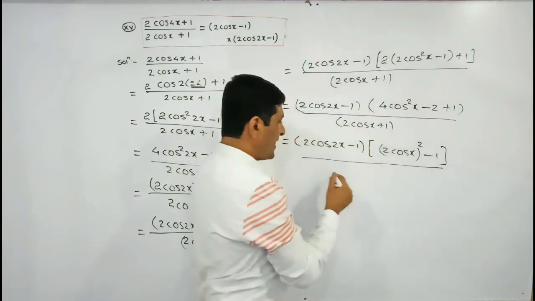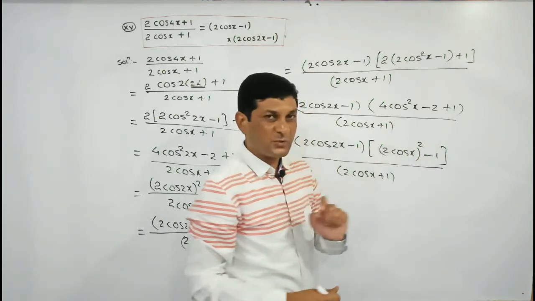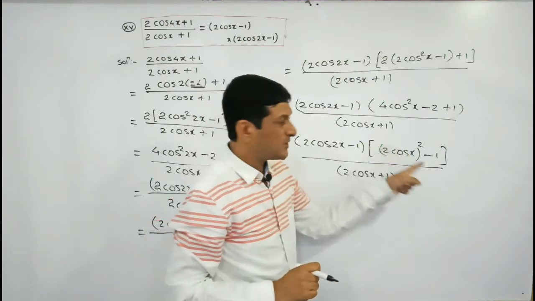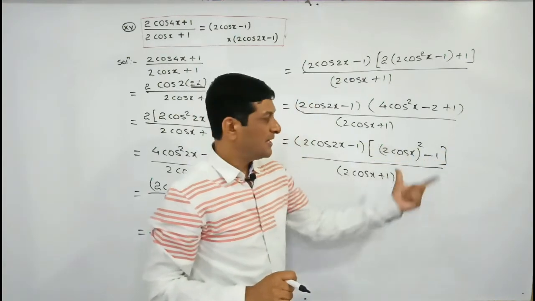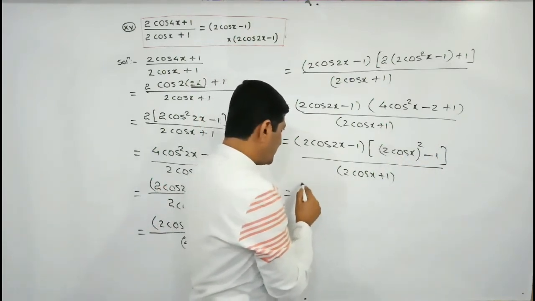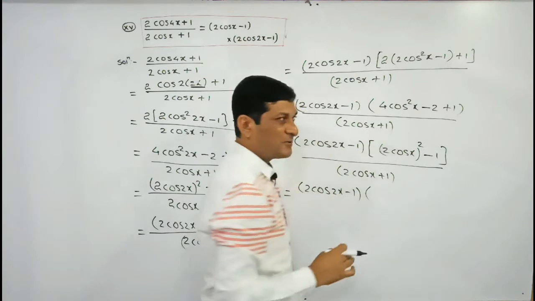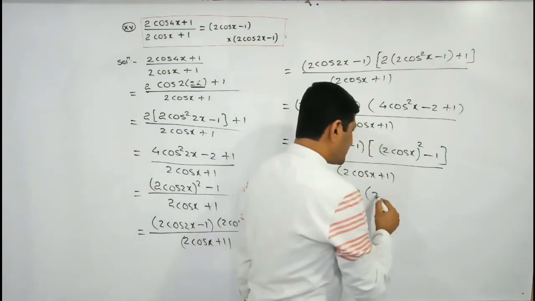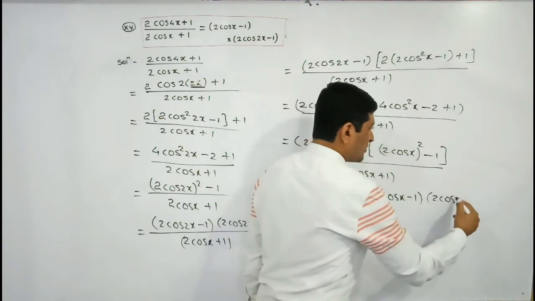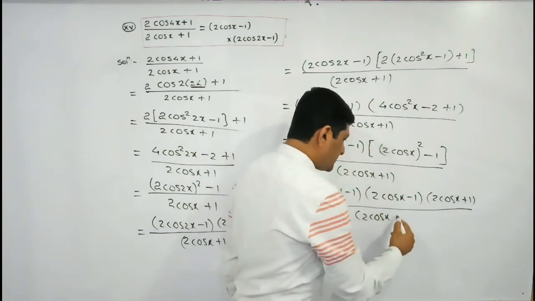Means we are trying to arrange the term in the identity a square minus b square, and what are its factors? A plus b into a minus b. So let us try to find out factors of this expression, because 1 can be considered as what? 1 square. The terms in this bracket are in the form of a square minus b square. So which is equal to, keep this 2 cos 2x minus 1 as it is. Let us try to find out its factors. First factor will be a minus b, so that is 2 cos x minus 1, and second factor is a plus b, that is 2 cos x plus 1. In the denominator, keep this 2 cos x plus 1 as it is.